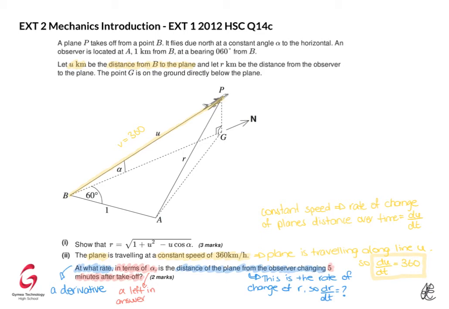So the observer we labelled at the start of this question being located at point A. And the rate of change that they're asking us to describe is the rate of change of this distance here, r. So that tells us that the question is asking us to calculate the derivative dr over dt.